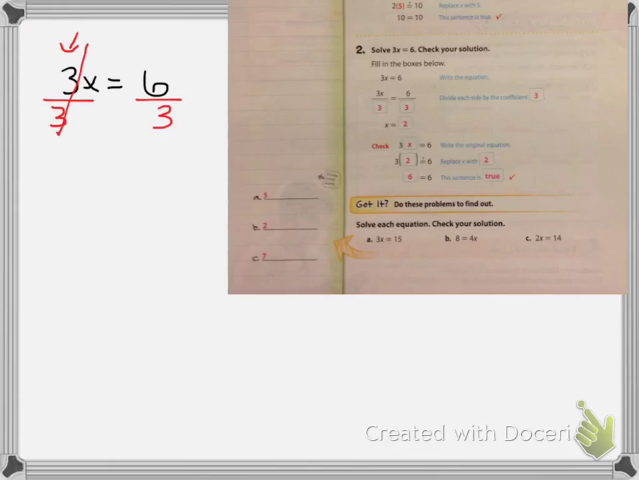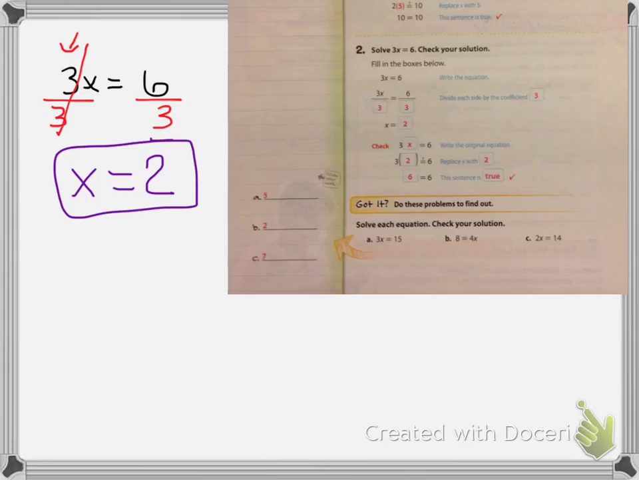That's how we know to divide by 3 and not by 6, because you have to look to see what's being done to the variable, not the other side. The other side is kind of just like a tag along. So now 3 divided by 3 leaves you with 1, so that'll just be x on that side. And then 6 divided by 3 gives you 2. So now you have your answer of x equals 2, but you're not quite finished yet.